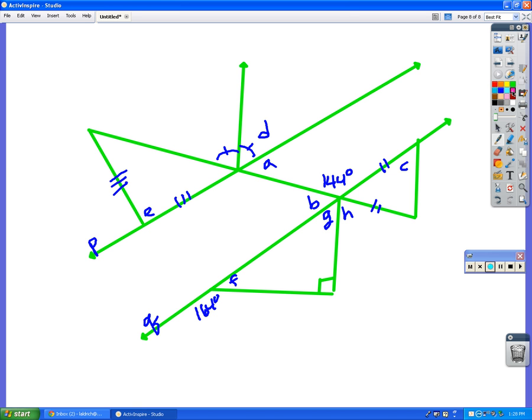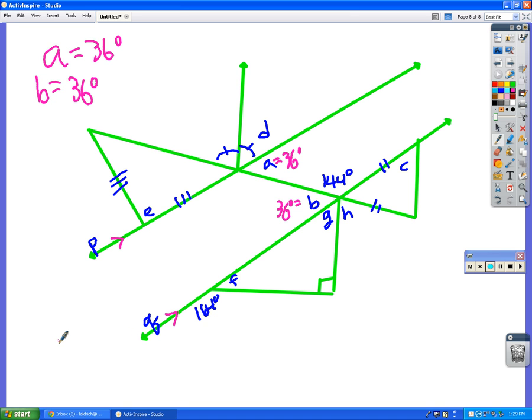I know what A is. Okay, what's A? Alex, what's A? 36. A is 36. How do you know? Because 144, the other one. All right, they told us, I didn't mark it on here, sorry, these two lines are parallel. And so that means if this is 144, then A has to be 36, so that those things can be supplementary. What's B? 36. Also 36, because these two angles right here have to add up to 180 as well.